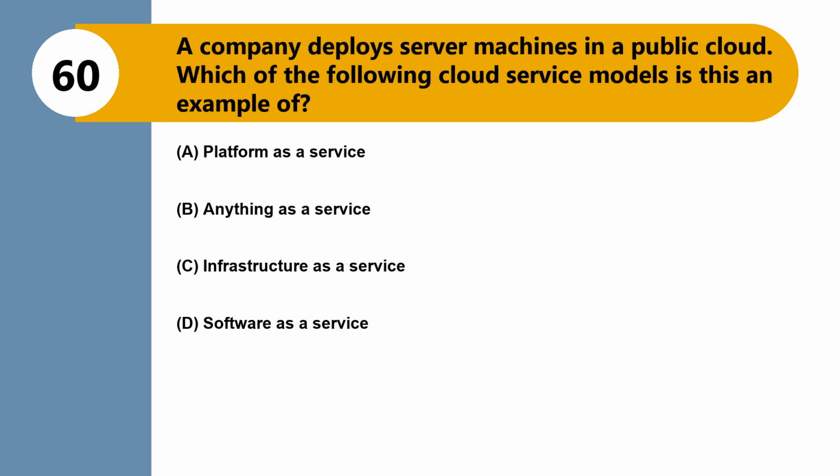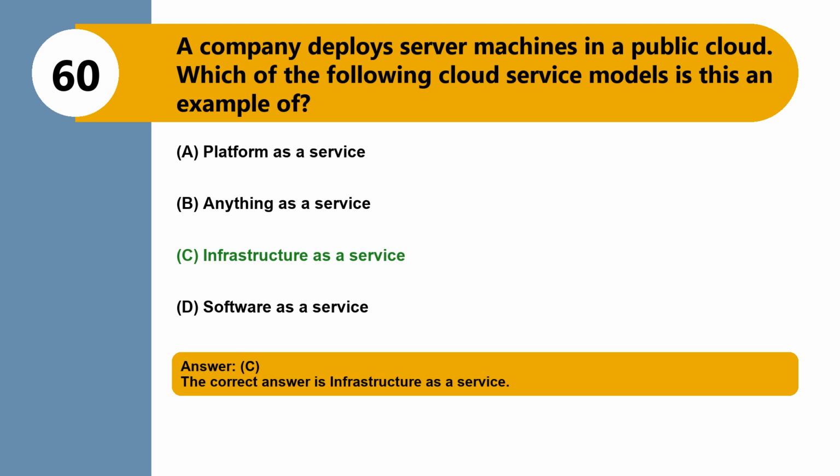Question 60. A company deploys server machines in a public cloud. Which of the following cloud service models is this an example of? Option A, platform as a service. Option B, anything as a service. Option C, infrastructure as a service. Option D, software as a service. The correct answer is option C, infrastructure as a service.